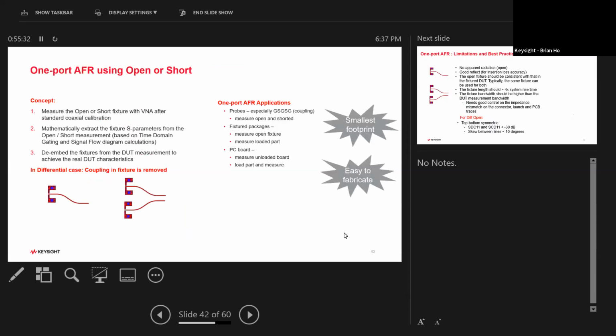So the other one is what we call one port AFR. So why is this handy? Well, one thing is we can use this for probes, right? Because a probe doesn't have more than one port. So it's a very handy way to de-embed a probe. So how does it do this?